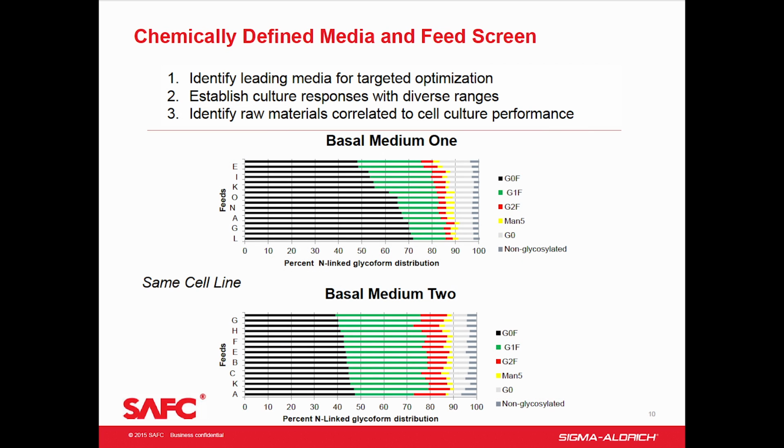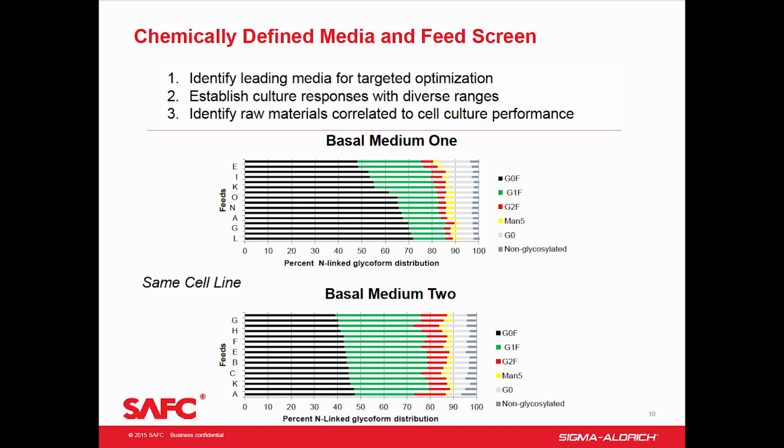If we look at chemically defined media and feeds, again, we're identifying lead media and target optimization. If you look at these two media, there's basal media 1, basal media 2. This is the same cell line. These are the same feeds. They're not quite in order because there's two different responses we're looking at here.